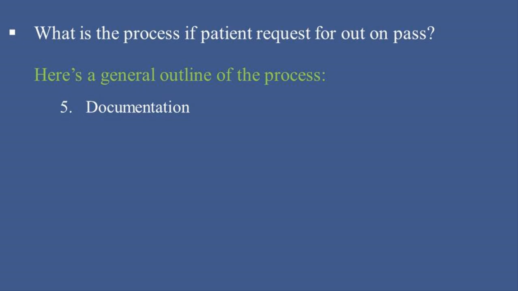5. Documentation. Medical record documentation. The patient's medical record is updated to reflect the approval of the out-on pass, including the specific instructions given to the patient, the duration of the pass, and any special considerations. Documentation may also include the patient's understanding of the risks involved and their agreement to comply with the conditions of the pass. Consent form. If required, a consent form may be signed by the patient or their legal representative, acknowledging that they are leaving the hospital temporarily and accepting the associated risks.